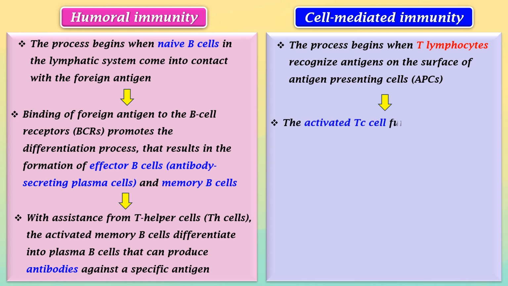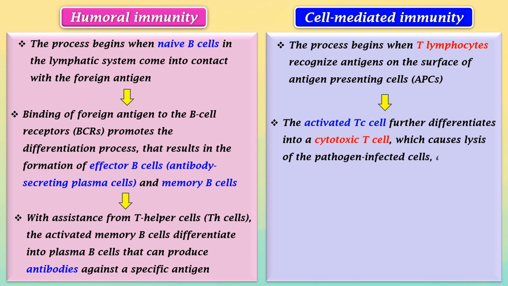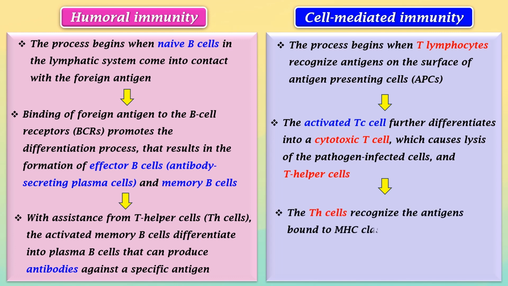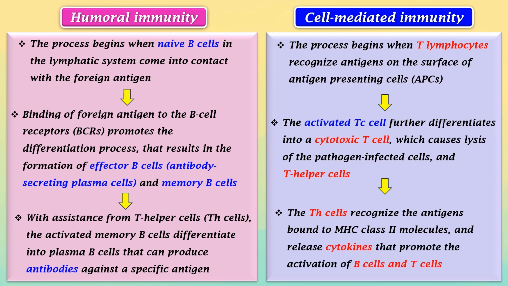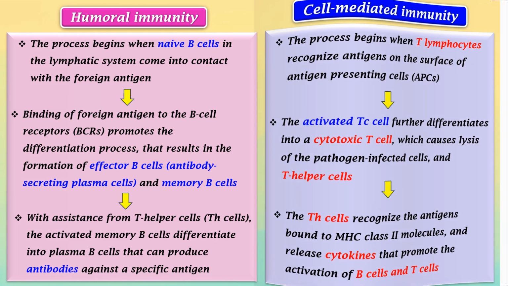Cellular response begins when T cell recognizes the foreign antigens on antigen-presenting cells. The activated TC lymphocytes further differentiate into cytotoxic T cells and T helper cells. The cytotoxic T cells cause lysis of the pathogen-infected cells. On the other hand, T helper cells recognize the antigens bound to class II MHC molecules and release cytokines, which further promote the activation of B cells and T cells.